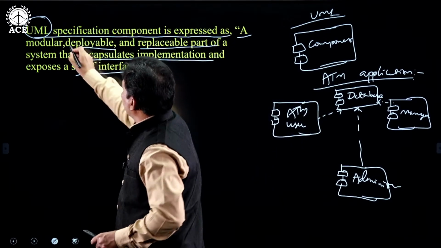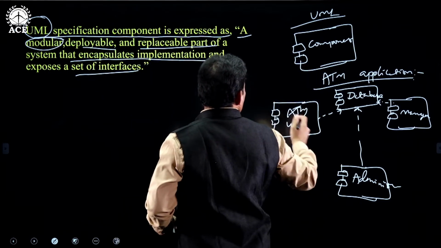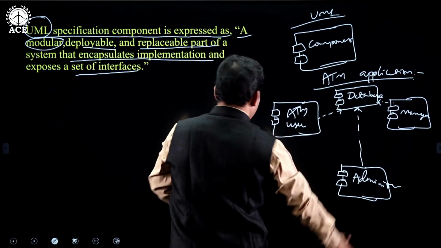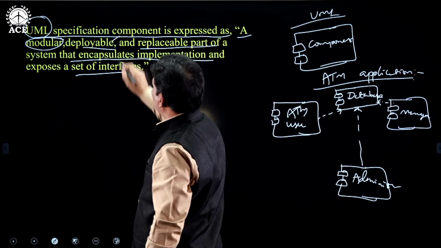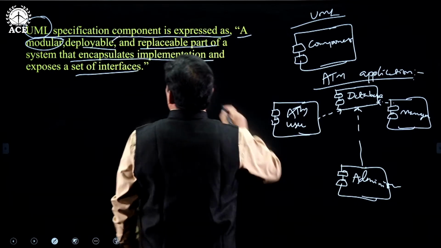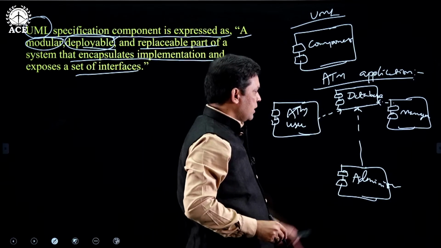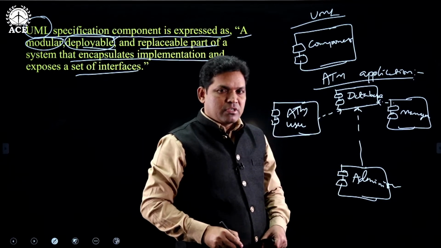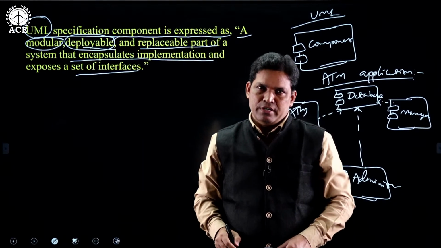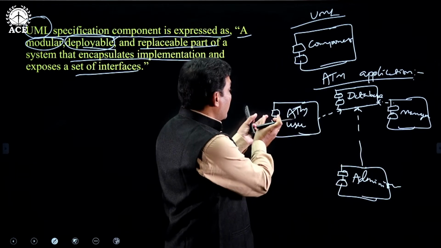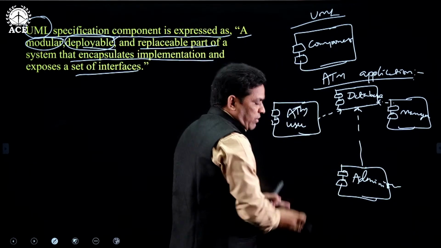It is modular: your ATM application gets divided into four modules. Deployable: these components you can deploy. Where can you deploy these components? What is the need of components? A physical, replaceable part of a software system is called a component, meaning a small executable file.